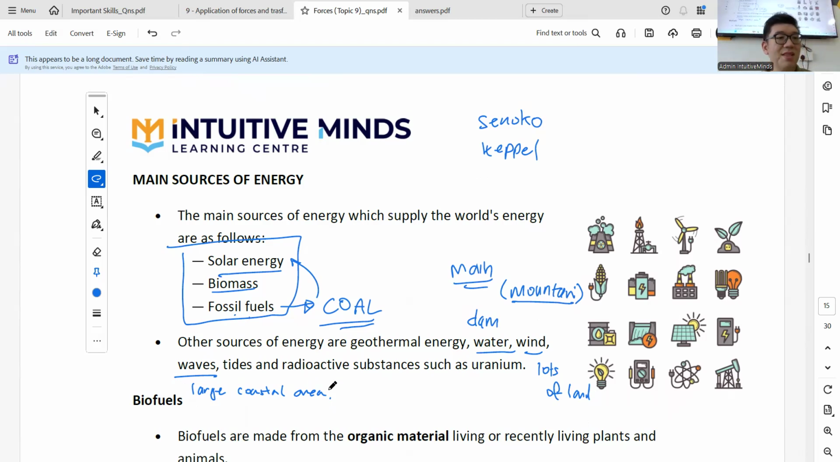Norway also. But what I read is the amount of investment is not paying off lah. The energy you get is still very little compared to fossil fuels and all that. This one is a very good uranium, good source of energy.